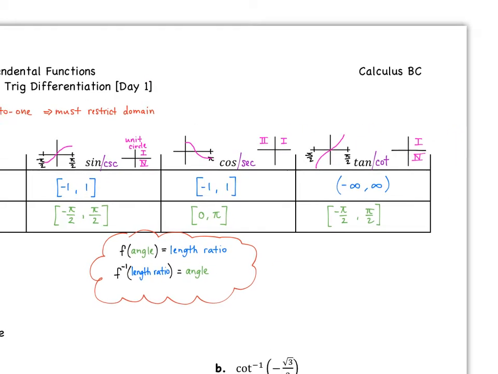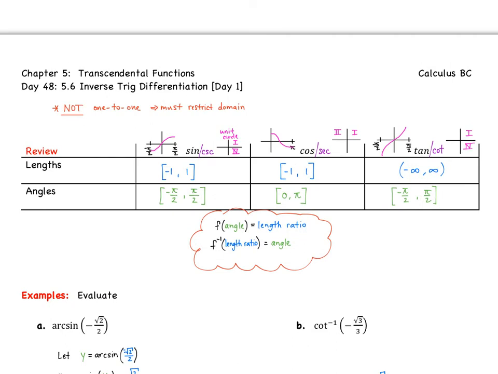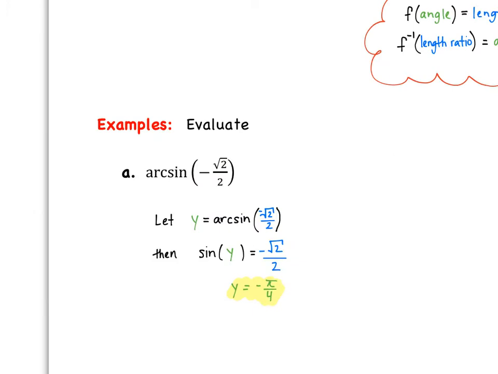So just something to keep in mind and recall from pre-calc is that f of an angle is equal to the length ratio, and f inverse of that length ratio is equal to our angle. So we're going to use that as we go through and evaluate these next few examples.